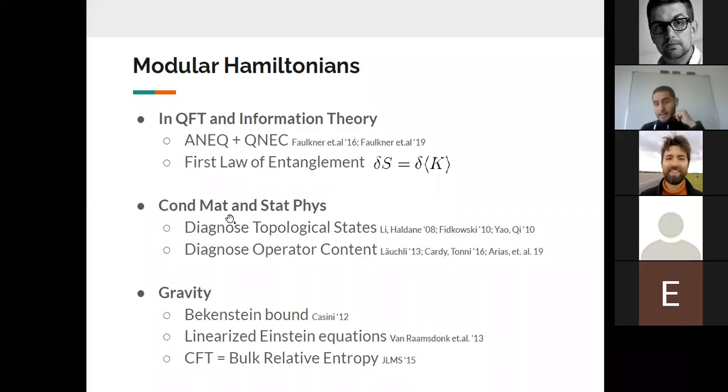Also, in condensed matter and stat-phys, they're being used to diagnose topological states and the operator content of the theory. And more similar to things near AdS/CFT or gravity in general, it has been used to prove the Bekenstein bound, and to find linearized Einstein equations from entanglement relations. And something that we will make contact with near the end of this talk is the JLMS proposal, stating as an operator equation that there's a relation between the CFT and bulk relative entropy. But everything here is done mostly for vacuum states, which we will try to deviate a little bit from.